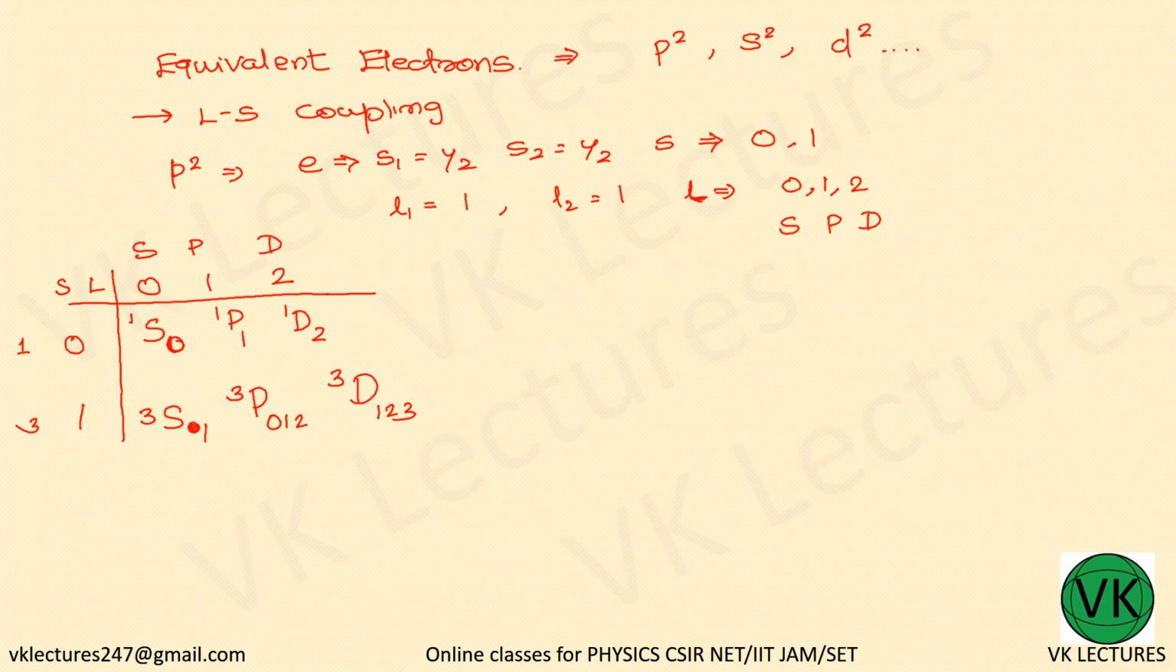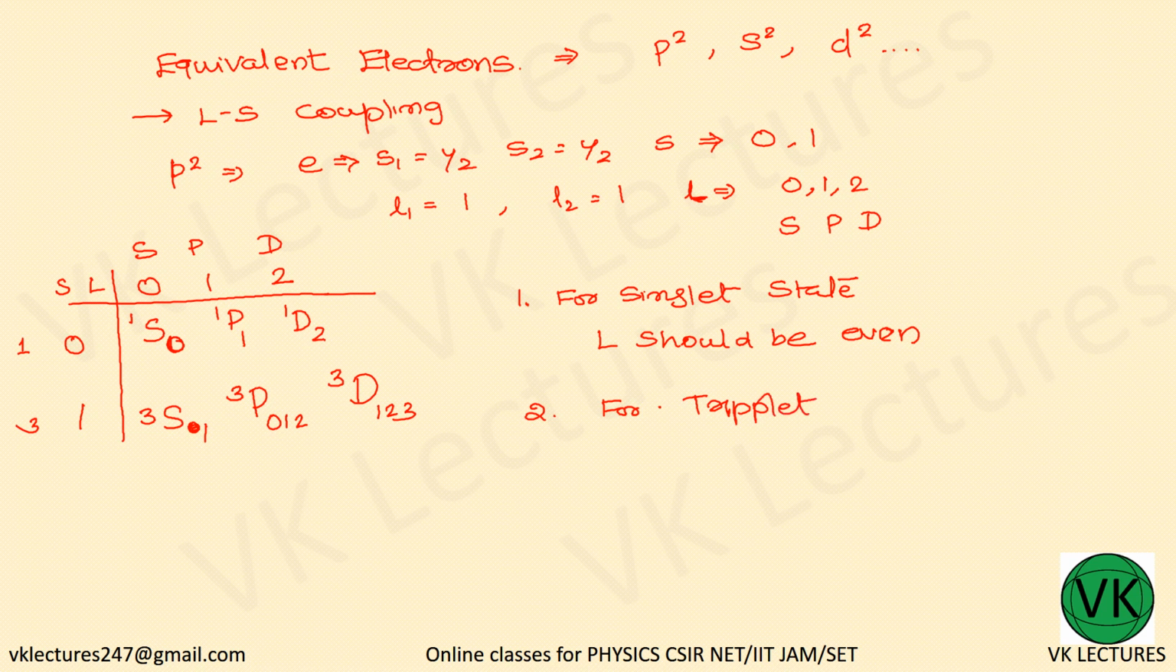Now what you have to remember, for equivalent electrons which are in the same state, we have a condition that for the singlet state, L should be even, and for the triplet state, L should be odd.